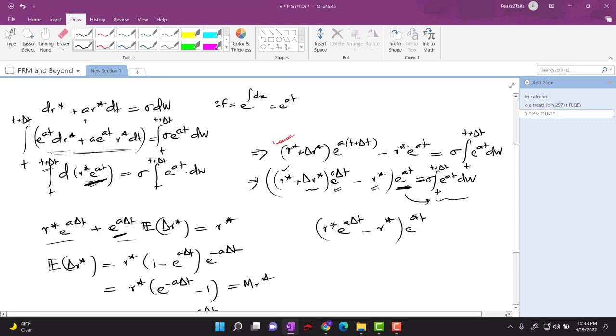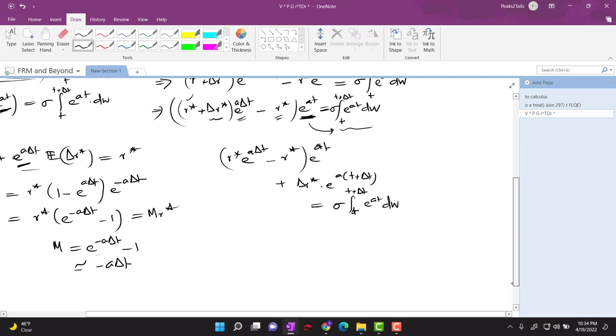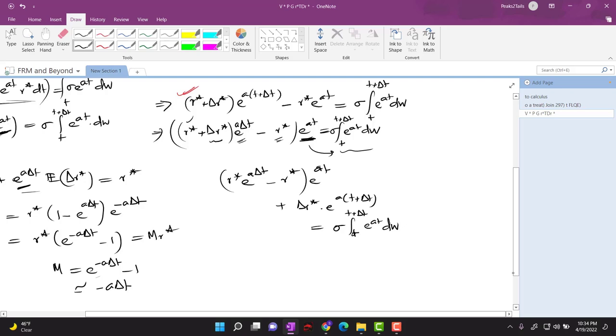And then we have a random term which is associated with delta R star into e to the power a t plus delta t. That is equal to sigma, the right hand side, integral from t to t plus delta t of e to the power a t dw. Okay, so we get this equation. All right, now let's take variance on both sides. The variance of this thing is zero. The variance of this would be e to the power, the constant term will come out as a square, right? So 2a t plus delta t variance of delta r star.